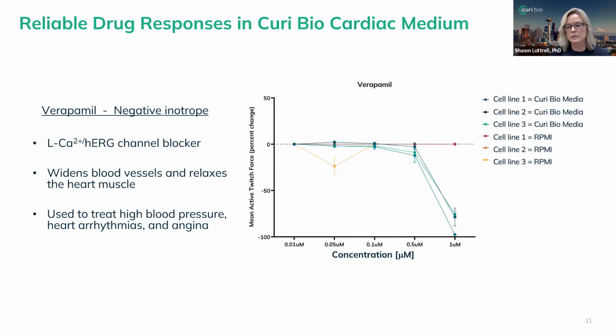So these compound responses in both positive and negative inotropes clearly show tissues cultured in Curi Bio medium are responding in a way consistent with improved calcium handling, which may indicate improved maturity of the muscle construct.